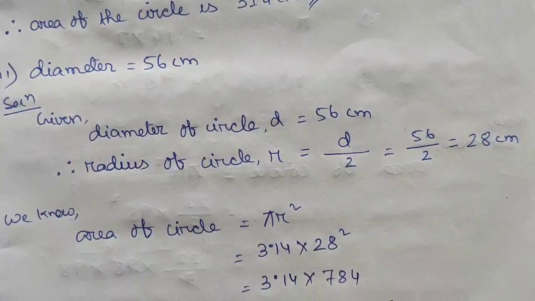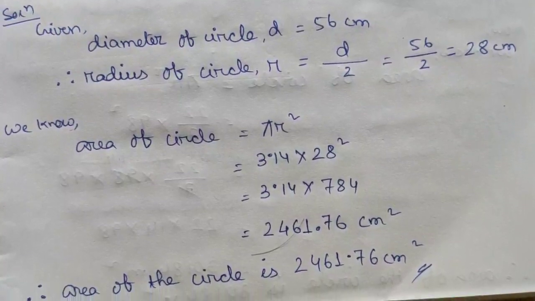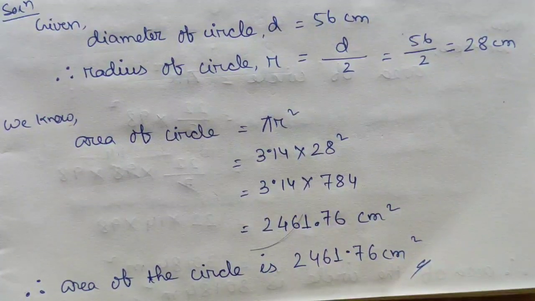So we know area of circle is pi r square. The value of pi in this question is 3.14 and r is 28, so 28 square, which is 28 into 28. If you multiply 28 with 28, you will get 784. Now 3.14 into 784. The result is 2461.76 centimeter square. At last we write, hence area of the circle is 2461.76 centimeter square.